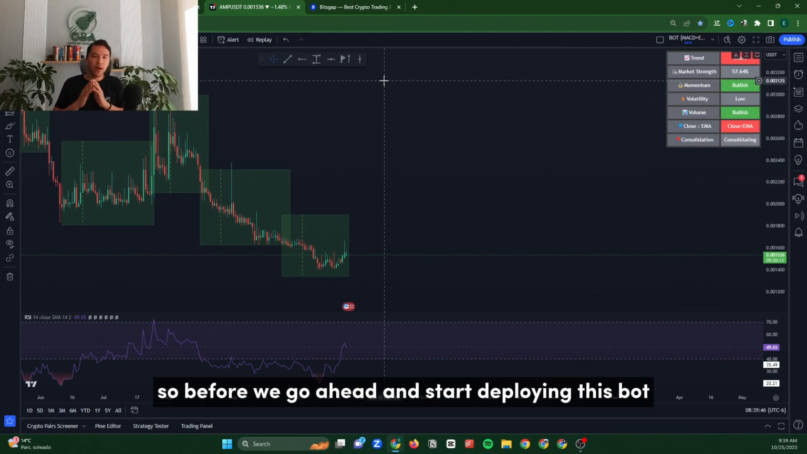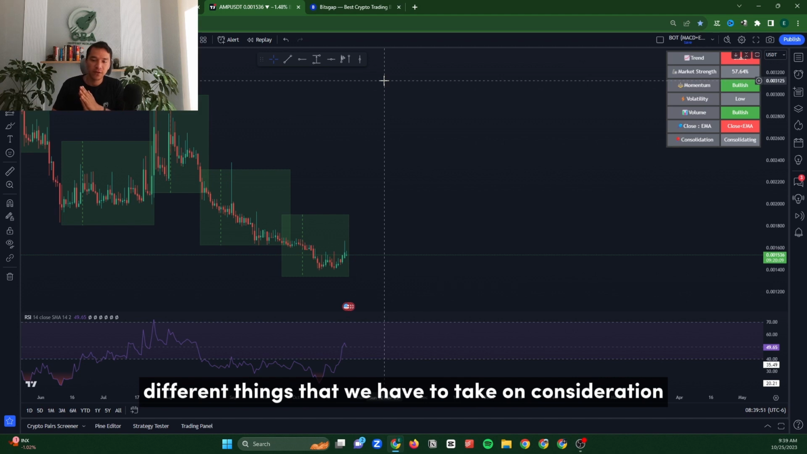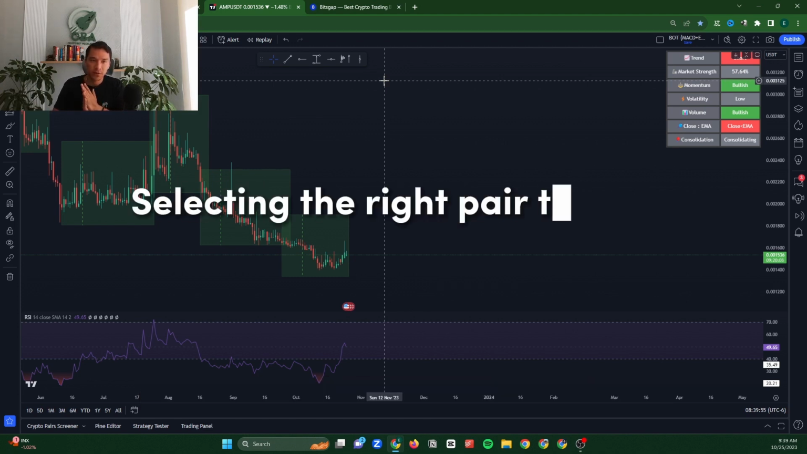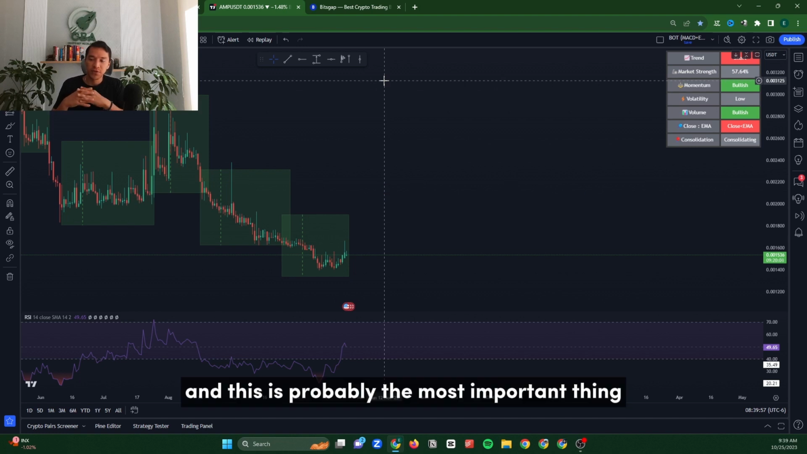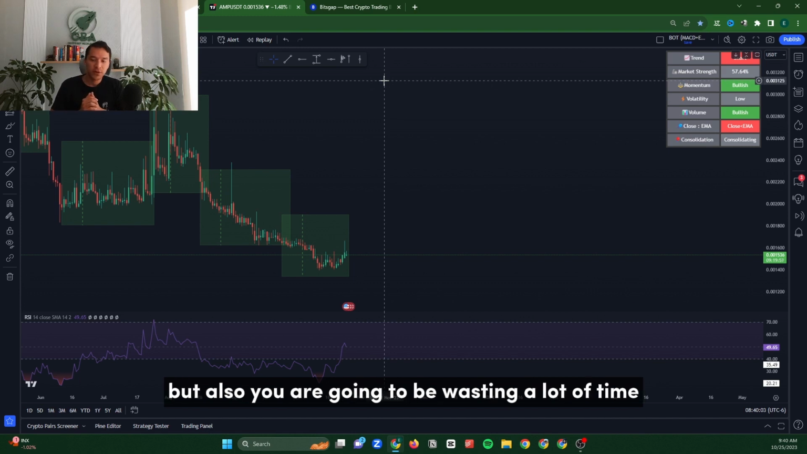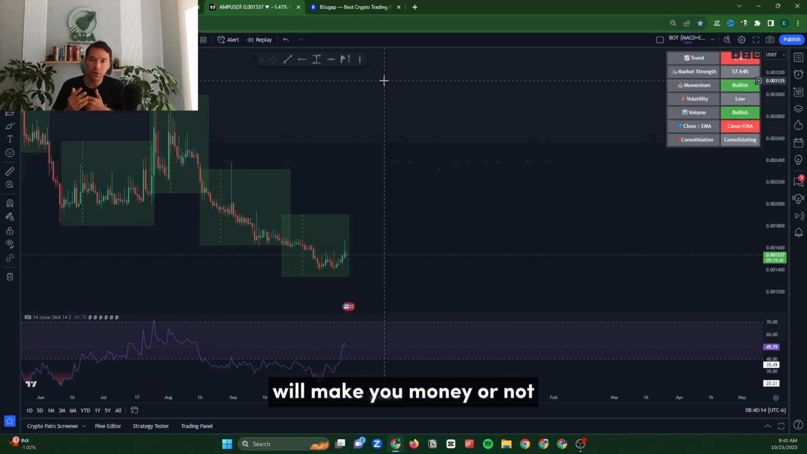So before we go ahead and start deploying this bot, there are a few different things that we have to take into consideration. The first one will be selecting the right pair to trade. And this is probably the most important thing, because if you don't deploy the right pair, not only are you going to lose a lot of money, but you are also going to be wasting a lot of time, since you will be wondering whether the crypto bot will make you money or not.